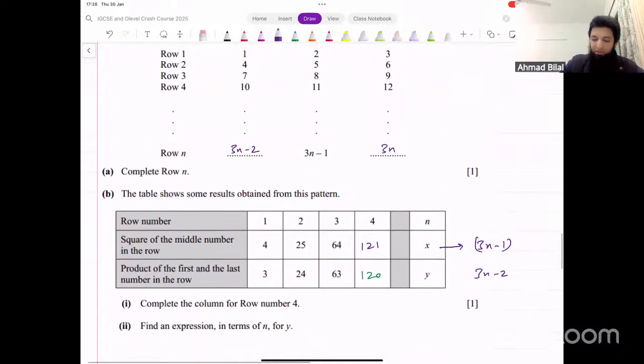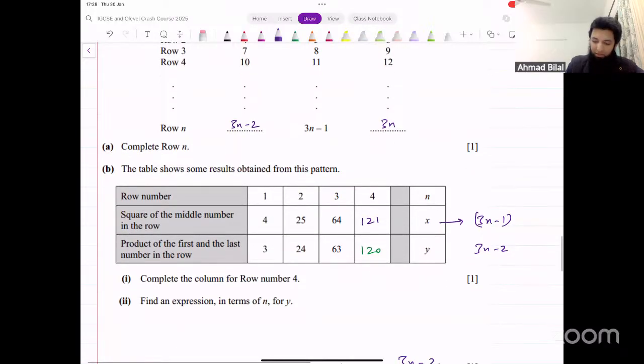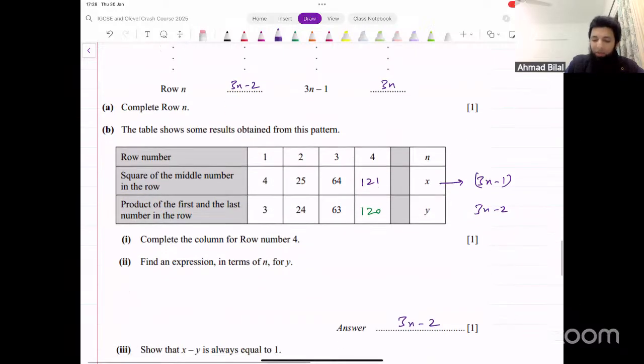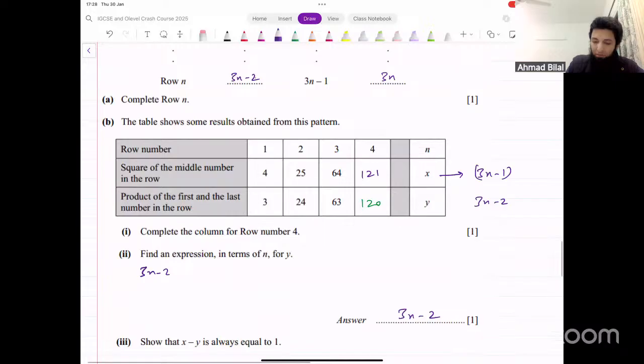Another way to think about this could be using what they have described here, product of the first and the last number in the row. Another idea could be that you multiplied these two. First number, 3n minus 2, and the last number, that's 3n. And that will give you 9n squared minus, 3n minus 2 whole squared. I missed the square there. This should have been 9n squared minus 6n.